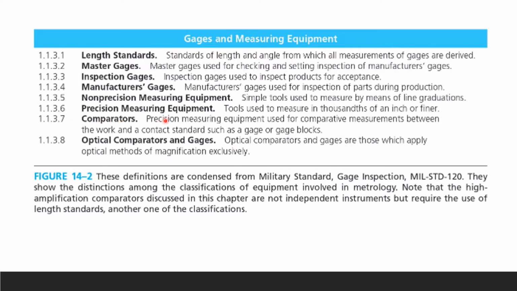When you go into comparators, again, precision measuring equipment, okay, for comparative measurements between the work and a contact standard. So for standards, we have gauge and gauge blocks, and they're used for precision measuring equipment. Then we can go into optics, and that's your next chapter. It's a very important chapter, and you have to really study to understand optics. So that's chapter 16. Optical comparators and gauges are again those which apply optical methods of magnification exclusively.